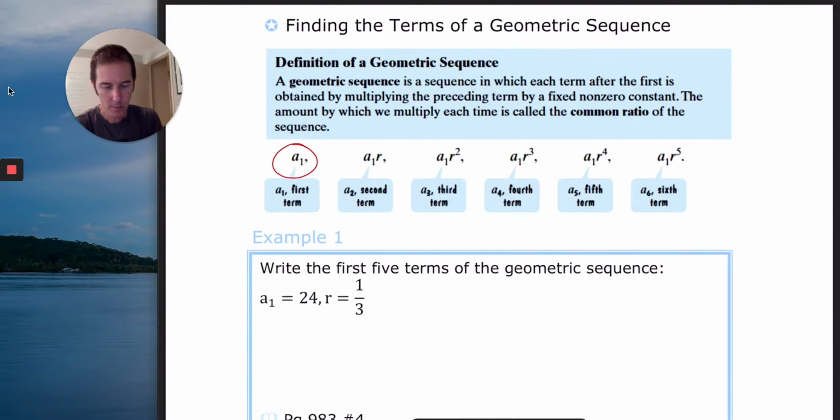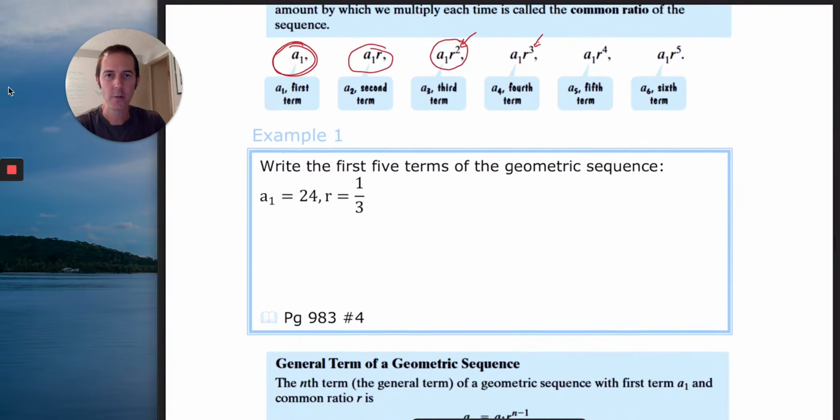Notice that we have our first term, a sub 1, and in order to arrive at a sub 2, we have multiplied by this number r, which is called the common ratio. So again, in order to get to the second term, we've multiplied by the common ratio once. In order to get to the third term, we've multiplied by the common ratio twice. And to the fourth term, by the common ratio 3 times. So there's always that potential for an off by 1 error, so we have to be careful that we're multiplying by the common ratio the correct number of times.